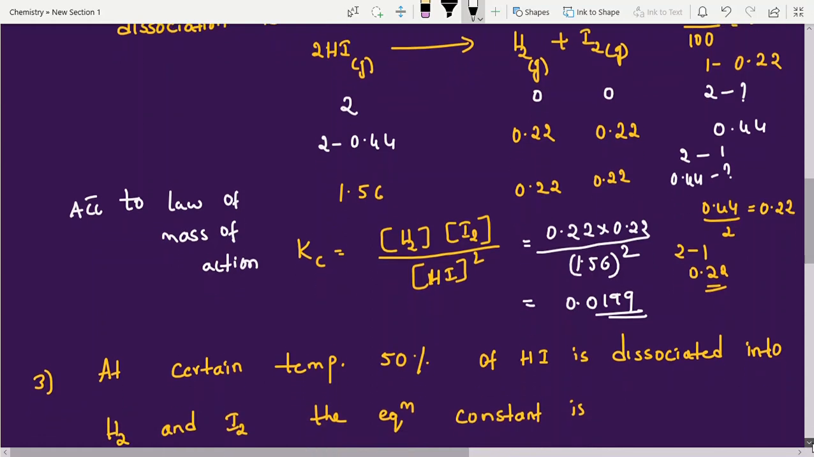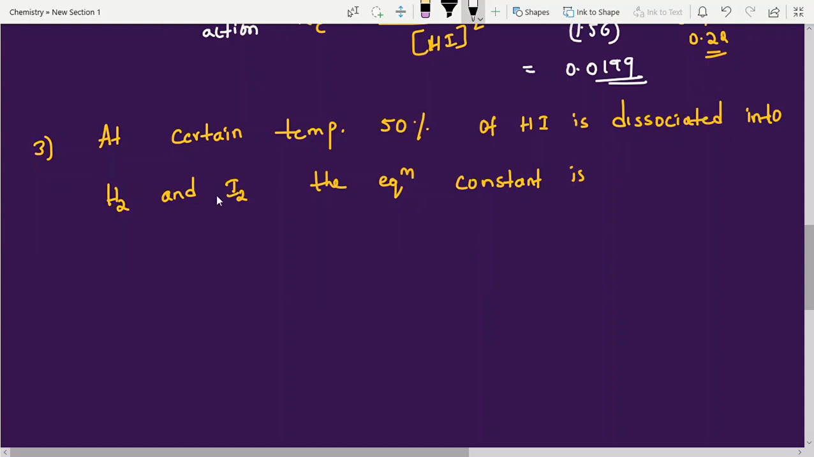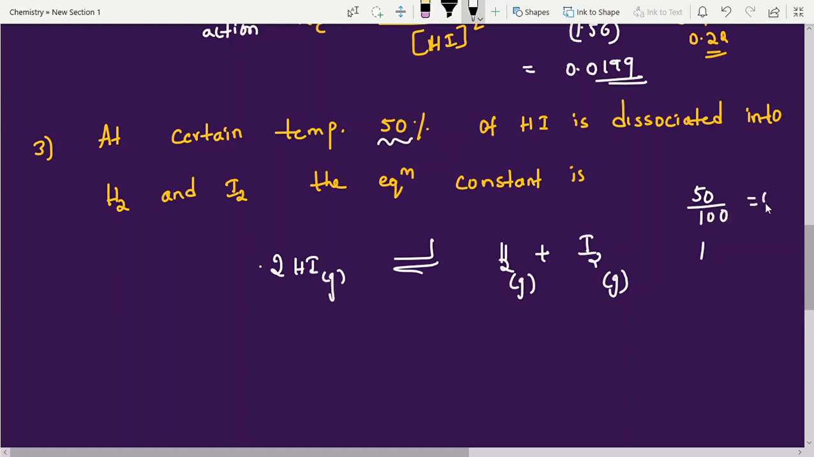At a certain temperature, 50% of HI is dissociated into H2 and I2. The equilibrium constant is? Again same question. HI gives rise to H2 plus I2. The equation is the same, information slightly changes. Again, equilibrium constant. So, whatever they have given for dissociation, for 1 mole, 50 by 100. 50 by 100 is nothing but how much, students? 0.5. Right? 0.5.